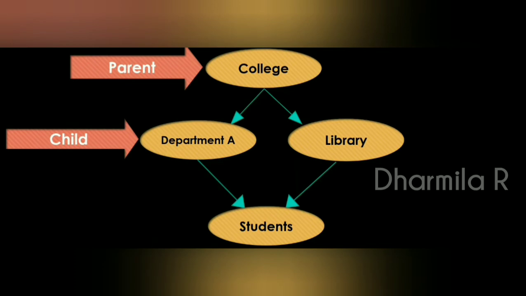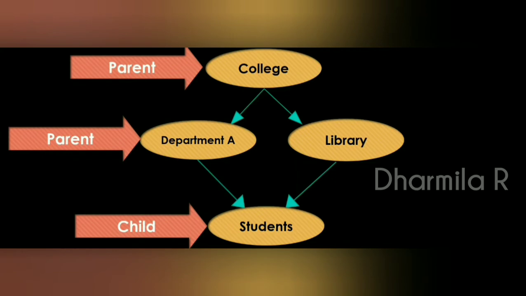So what happens? This department A and library will turn as parent. For whom? For student. So here we have so many relationships, that is college has two children, department A and library. Department A has one child, that is student, and library has one child, that is student again, and the student table has two parents, that is department A and library.